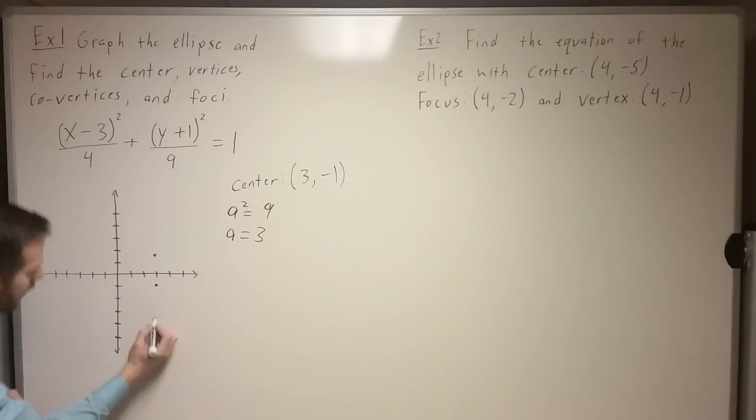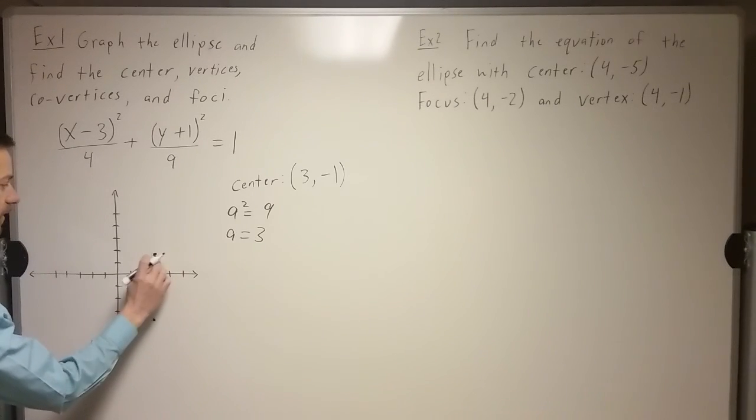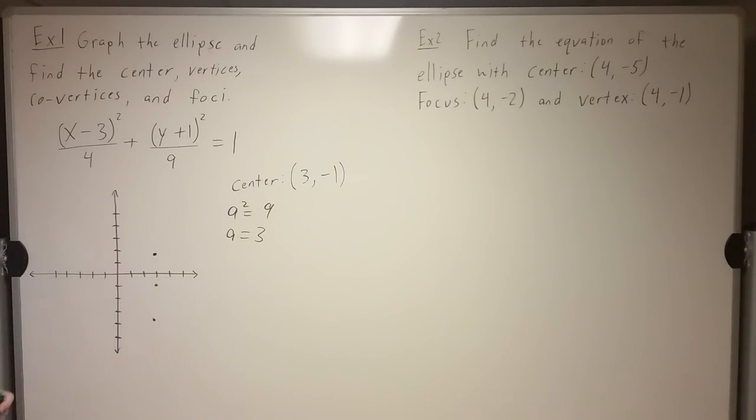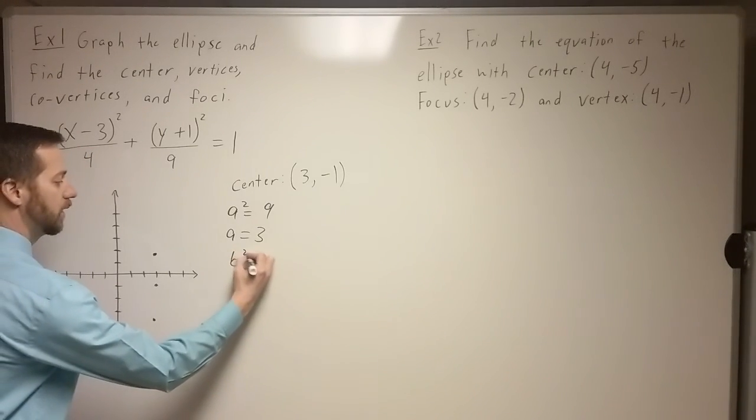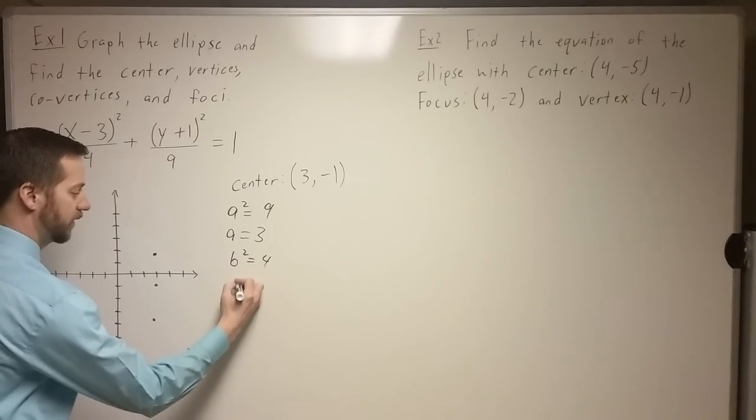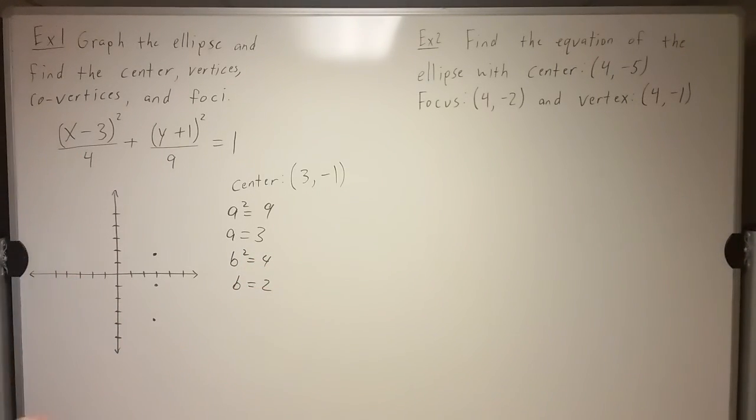All right, so there's our vertices of this. And the reason we knew we were going up and down 3 is because this is under the y, basically. Y is the up and down. Under the x, we've got a 4. Now that's the smaller, which means that's automatically the b. So b squared is 4, so just taking the square root, that means b is 2.